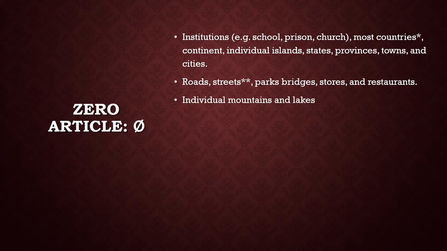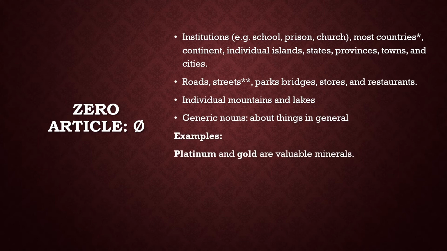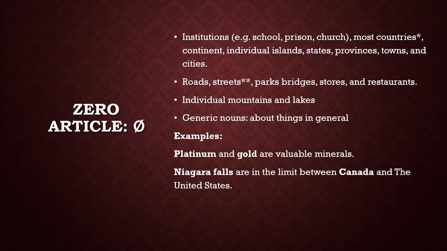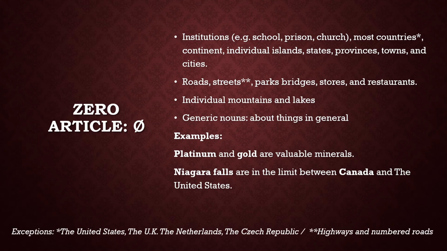We use it with individual mountains and lakes. We use it with generic nouns, about things in general, nothing specific. Examples of this are: platinum and gold are valuable minerals, or Niagara Falls are in the limit between Canada and the United States.